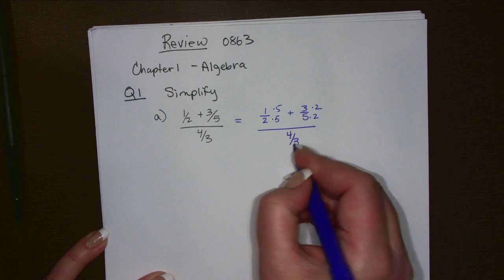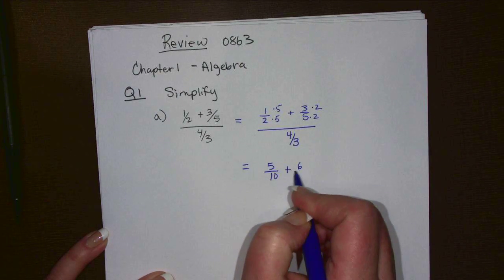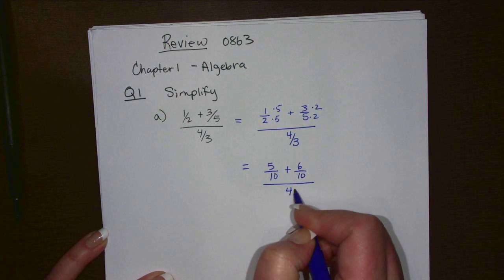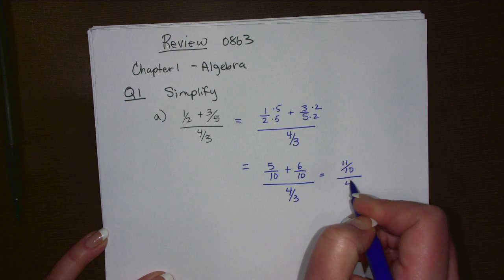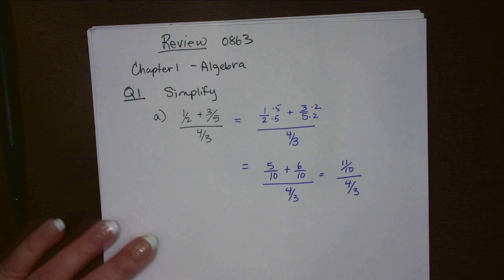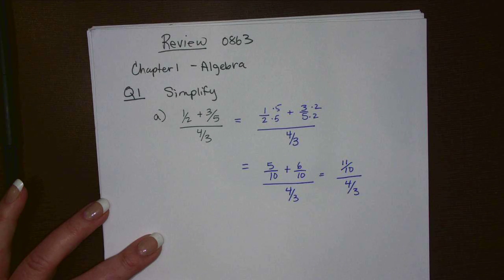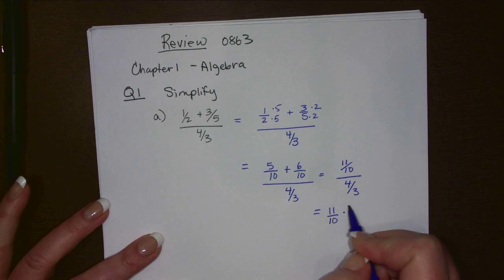So 5 over 10 plus 6 over 10 divided by 4 over 3. So that's 11 over 10 divided by 4 over 3. Okay, so we've got a fraction over a fraction. You take the top one and multiply by the reciprocal of the bottom.